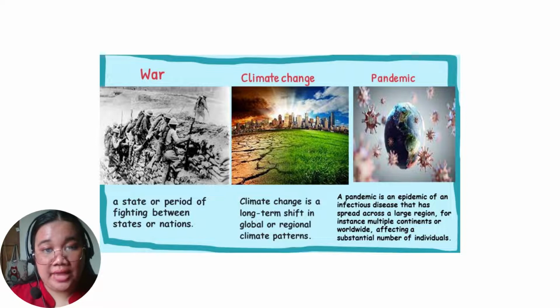So the second one is climate change. Okay, so climate change can be a long-term shift in global or regional climate patterns. So the third word is pandemic. So based on your own understanding or based on your own word, what is the definition of a pandemic? So a pandemic is an epidemic of an infectious disease that has spread across a large region, for instance, multiple continents or worldwide, affecting a substantial number of individuals.